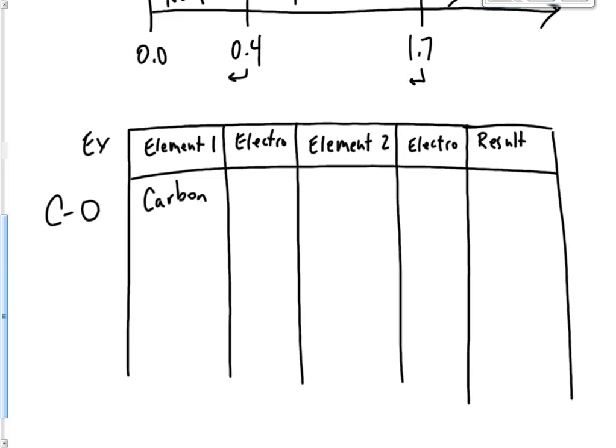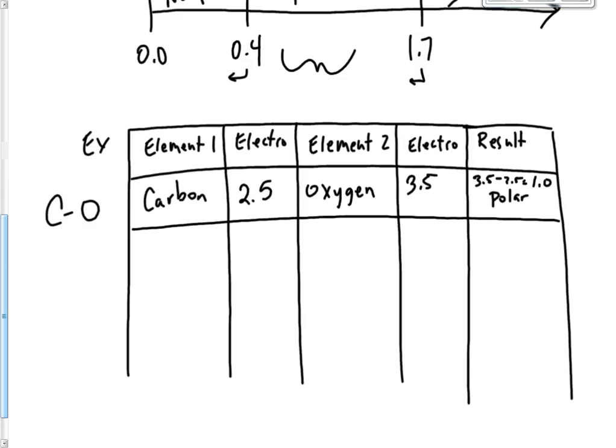So for instance, the one that I'm looking at right now says that carbon is 2.5. Okay, and then oxygen is 3.5. So it doesn't matter which one is first. You just take the big number minus the little number. Okay, so 3.5 minus 2.5 equals 1.0, and 1.0 falls right in this section here. So that is going to be a polar bond.